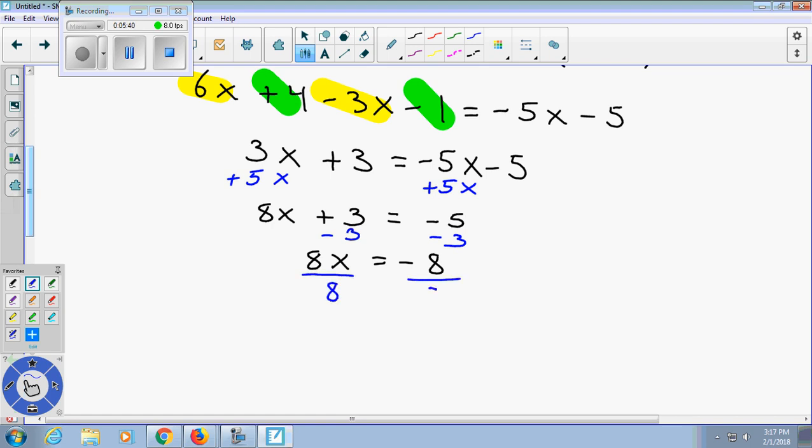You could divide both sides by any number you want other than 0, but I'm choosing 8 because it just happens to work out nicely. It's going to cancel the 8s here. This whole side is just going to give me a -1, and that's my solution. X is equal to -1. We could go back to the original equation and check.